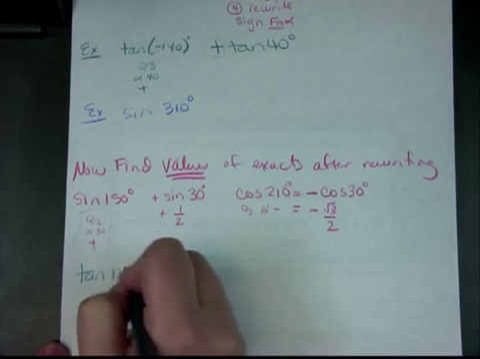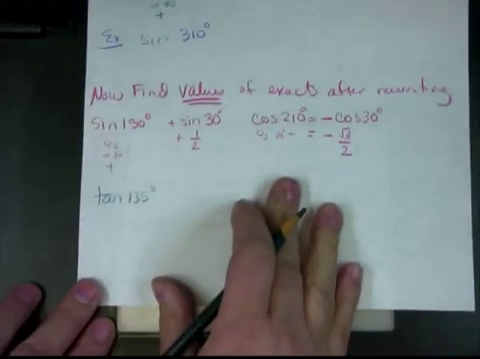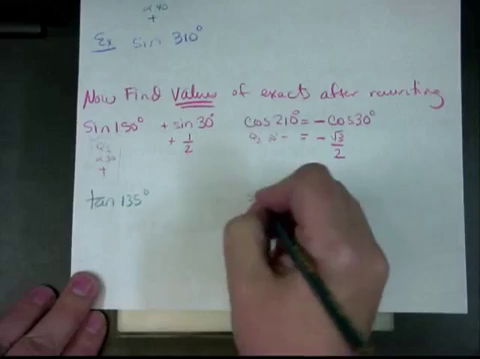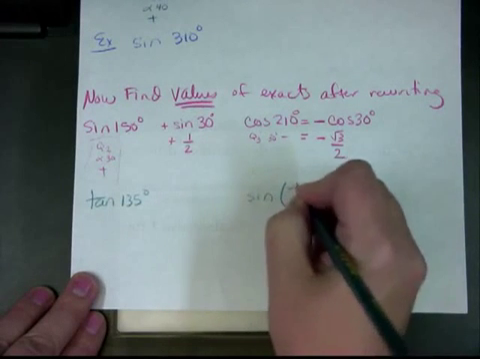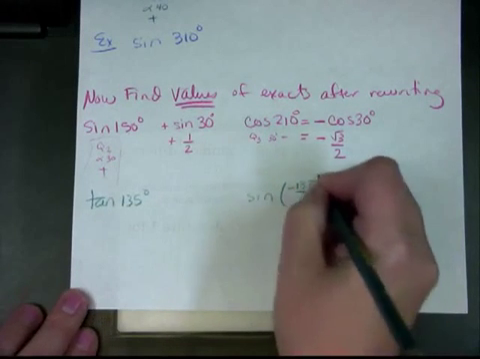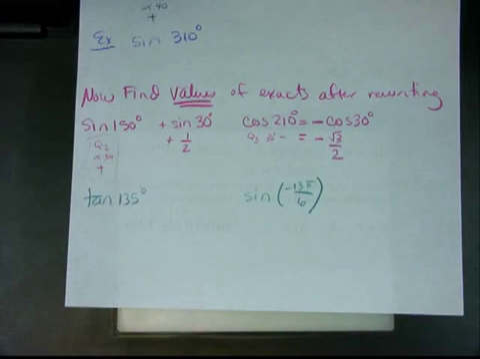Tangent of 135 degrees. And sine of negative 13 pi over 6. I want you to do those two, finish up your notes, and I want you to come to class with those answered as well. And that's going to be trig 10.